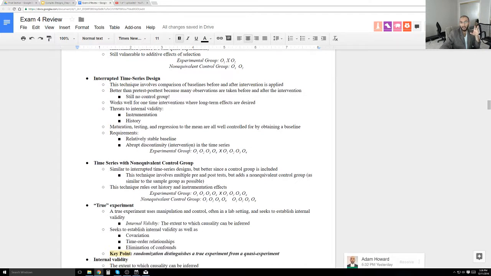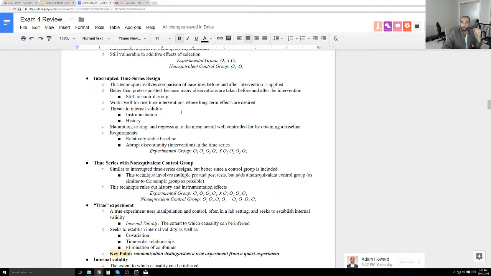In the interrupted time series design, we get a little bit better. There's no control group, but it's better than pre-test, post-test because many observations are taken before and after the intervention. So if you look down here, we measure 4 times. We're establishing a pretty stable baseline. Then we have an intervention. Then we're measuring another 4 times to establish change from baseline.